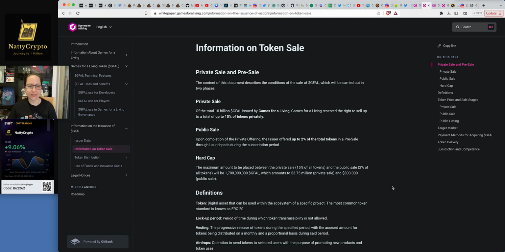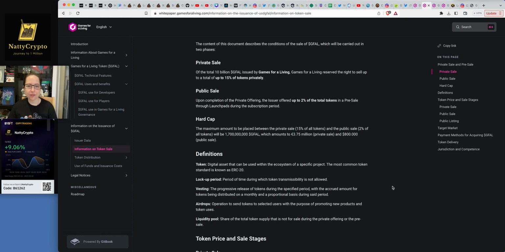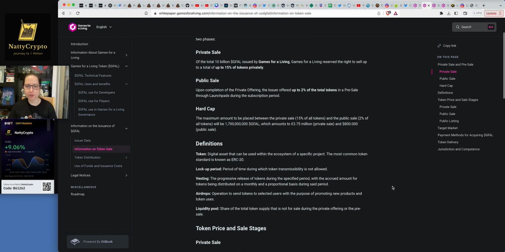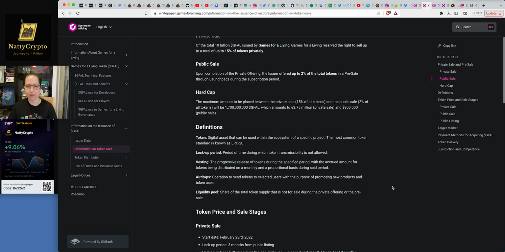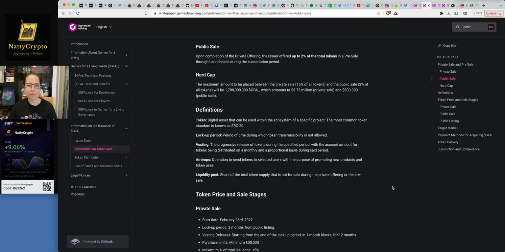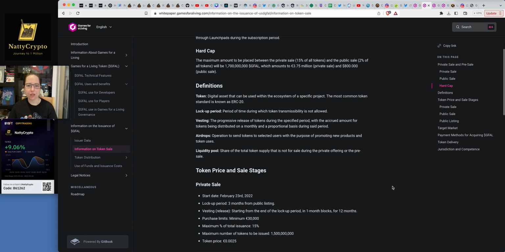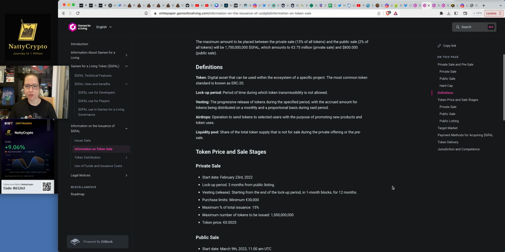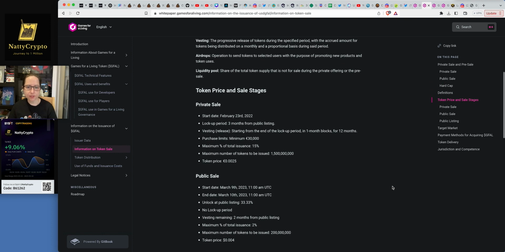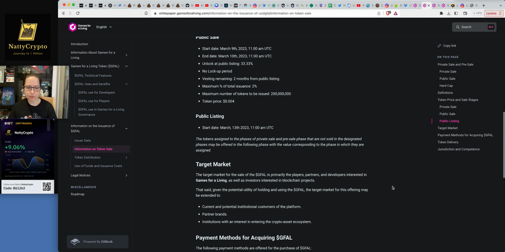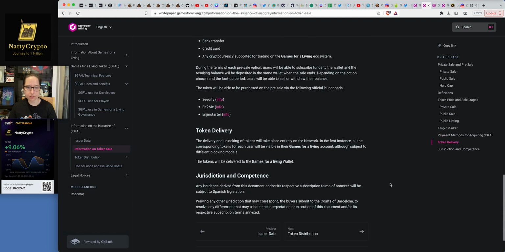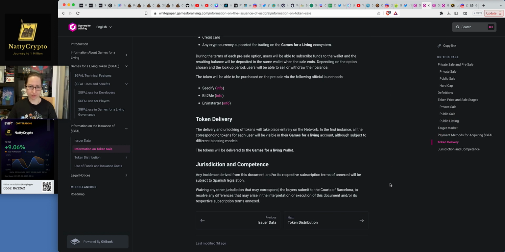Token sales. So this is interesting, what we want to see. Of the total 10 billion issued by Games for a Living, they reserve the right to sell up to a total of 50% privately, which is what they've done. Upon completion, public sale offering 2% of total tokens in pre-sale, and a hard cap, as you can see, 50% of all tokens. So this is definitions, there's a private sale information, targeted marketing, launch of Seedify, Bit2Me, and EngineStarter.